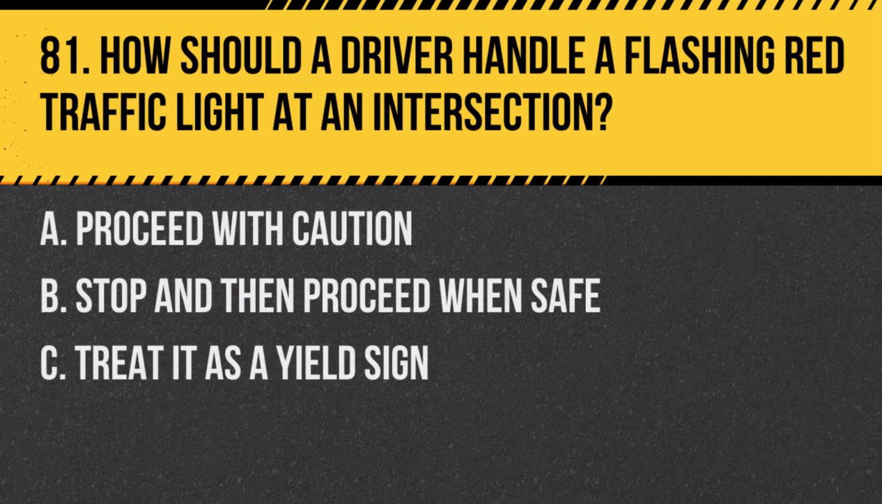Question 81. How should a driver handle a flashing red traffic light at an intersection? A. Proceed with caution. B. Stop and then proceed when safe. C. Treat it as a yield sign. Answer B. Stop and then proceed when safe. A flashing red light at an intersection should be treated as a stop sign. Stop and proceed when it's safe.